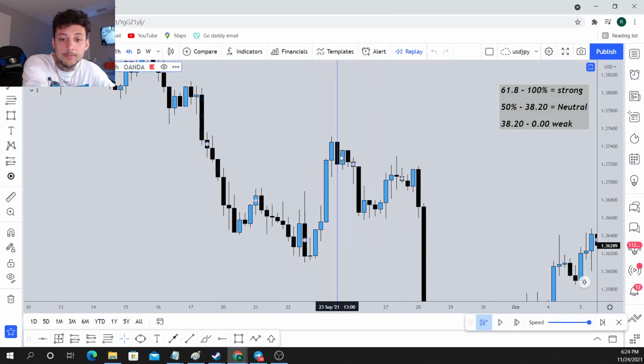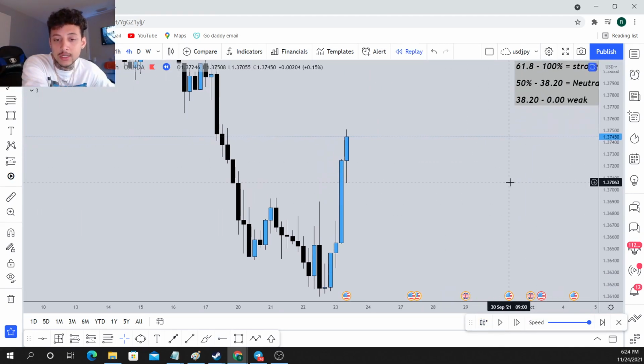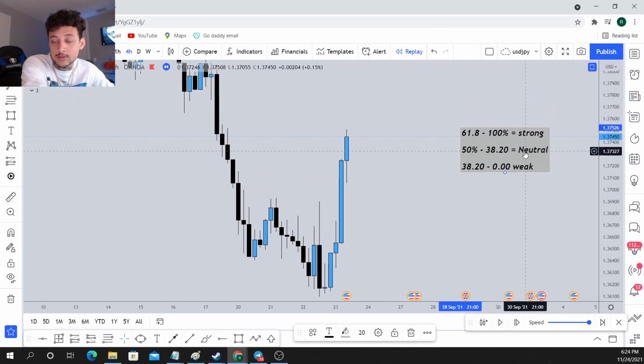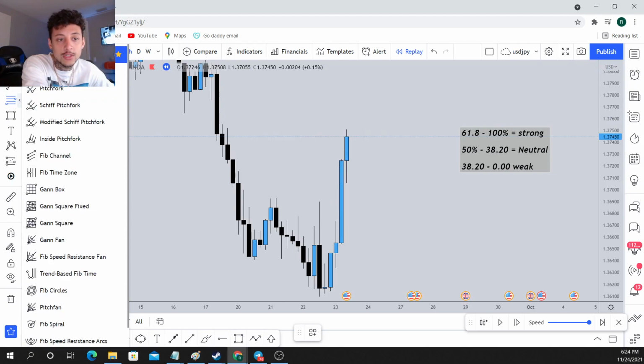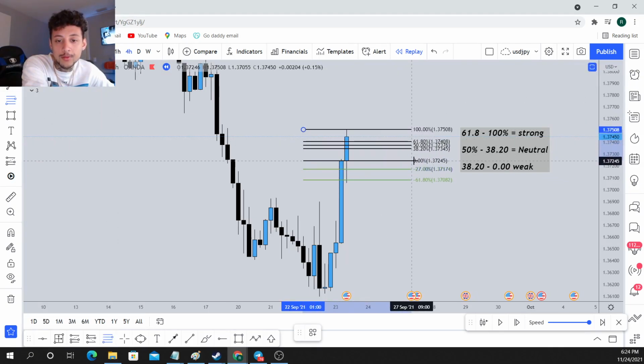Let's go in the replay mode again. Let's say I want to measure this bullish candlestick to determine what kind of candlestick it is: a strong candlestick, a neutral candlestick, or a weak candlestick, right? So all I'm simply going to do is click on the Fibonacci retracement tool. I'm going to go from the highest high to the open.